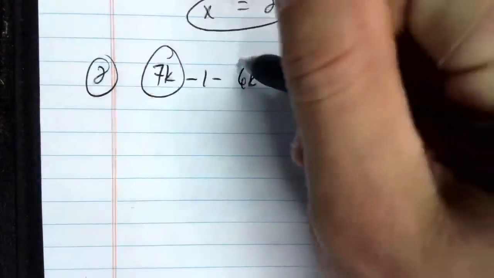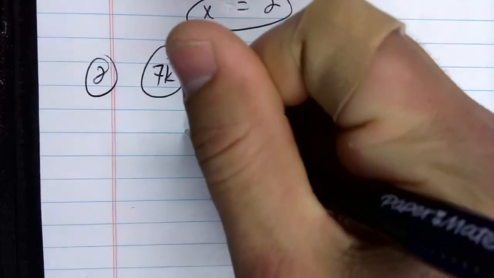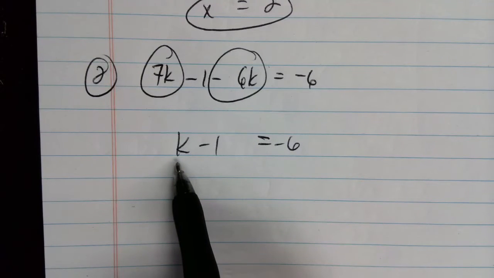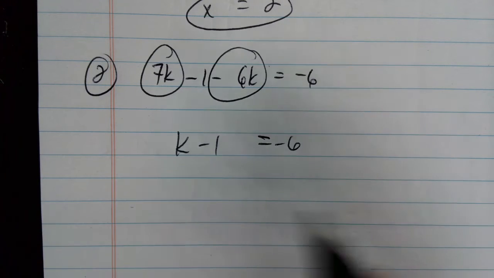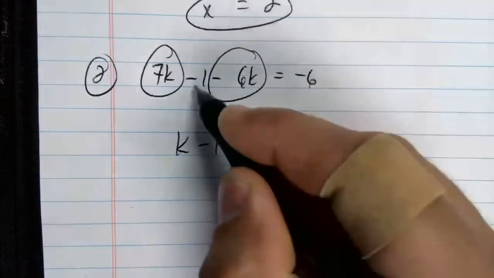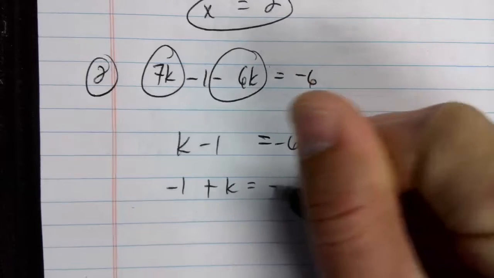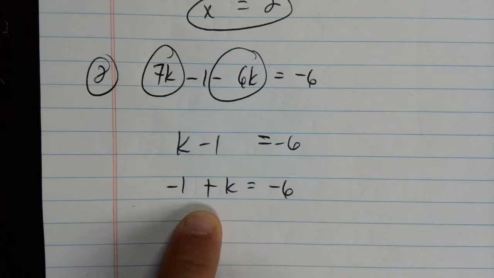So we'll combine the like terms 7k and minus 6k and get 1k. Or 1 kilogram. k minus 1 equals negative 6. Now notice the k moved to the front. I could have said negative 1 plus k equals negative 6. That says exactly the same thing with a different order.